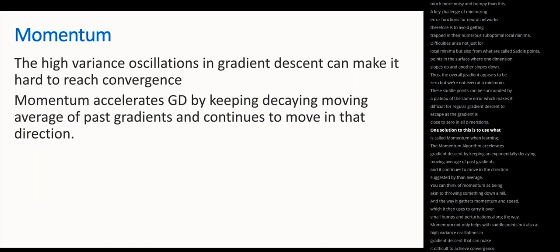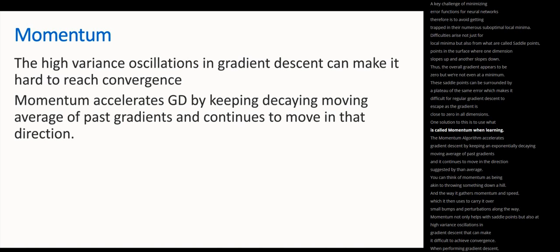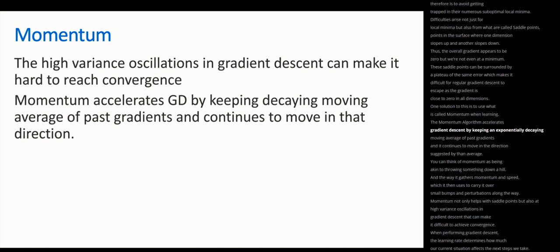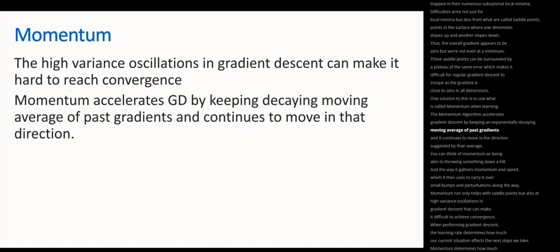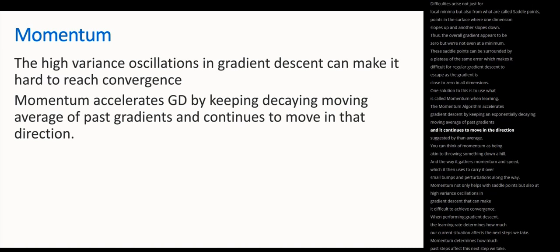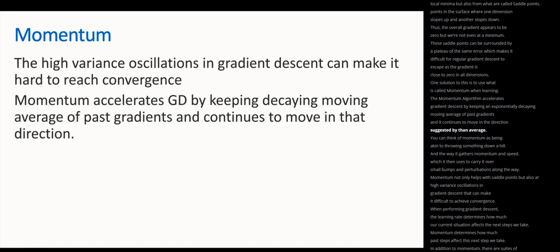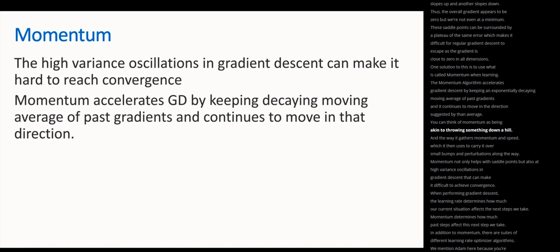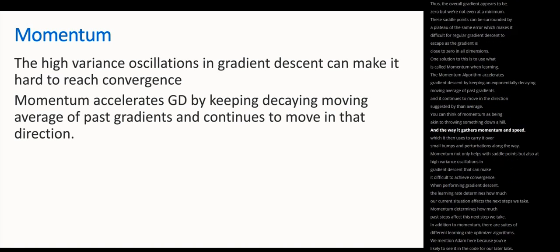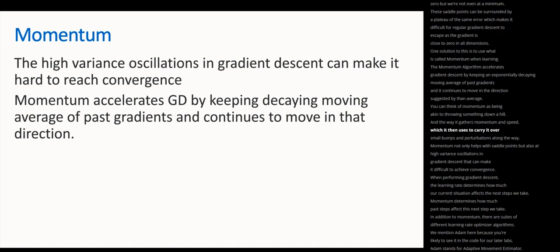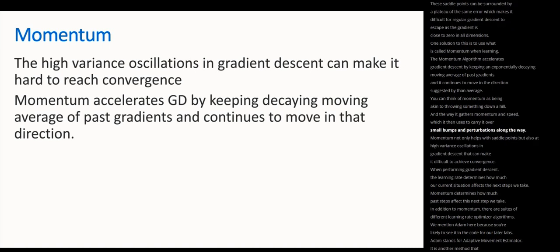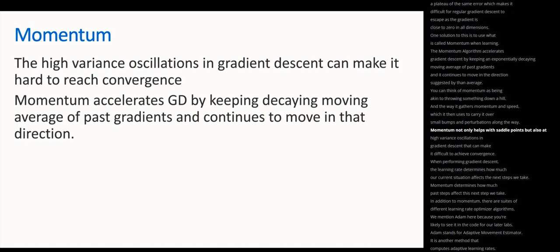One solution to this is to use what is called momentum when learning. The momentum algorithm accelerates gradient descent by keeping an exponentially decaying moving average of past gradients, and it continues to move in the direction suggested by that average. You can think of momentum as being akin to throwing something down a hill, and the way it gathers momentum and speed, which it then uses to carry it over small bumps and perturbations along the way.